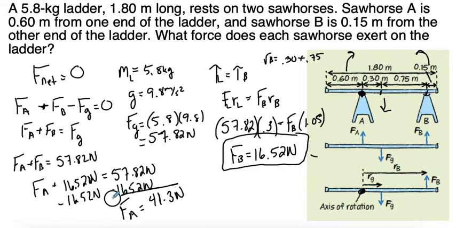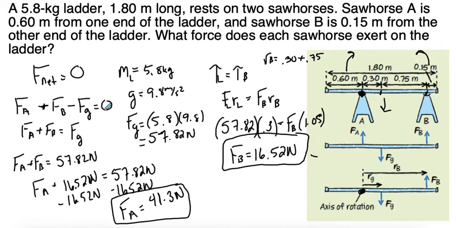Okay, so those are the two forces involved acting on that sawhorse. Okay, if we look at all three of the forces, just so we can kind of check our answer, we have the force of gravity, which is 57.82, force of sawhorse A, 41.3, force of sawhorse B, 16.52. If you put all those into your equation here, we should end up getting 0.